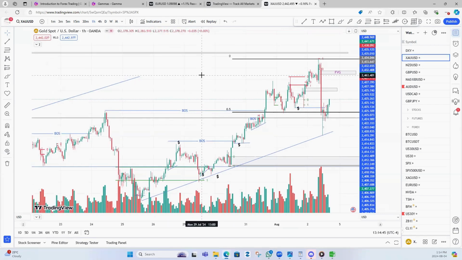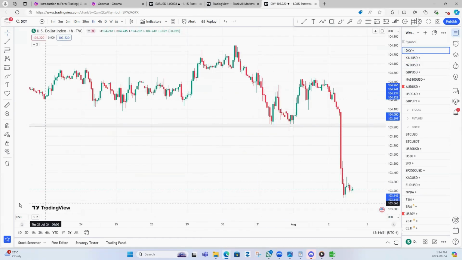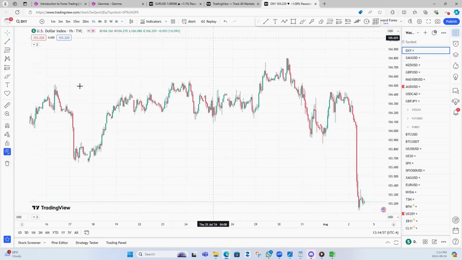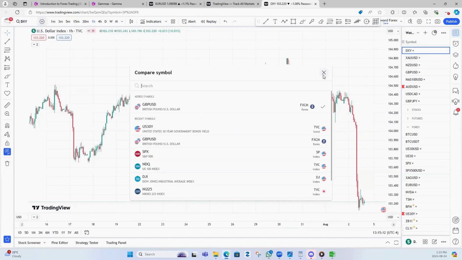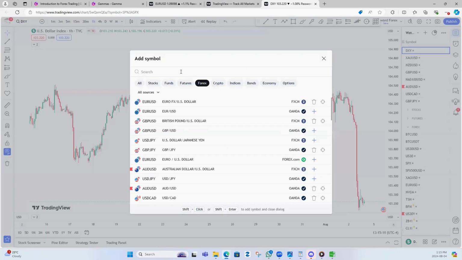Well, let me just give you a little tour of this particular platform. This is the layout of this platform. If you want to add a currency, you click on this plus button right here, or you can click over here, plus. Either way, you can access it. I'm going to add a symbol. These are the options that I have. I have Forex, all the Forex pairs are here, like Euro US dollar, British pound US dollar, USD Japanese yen.